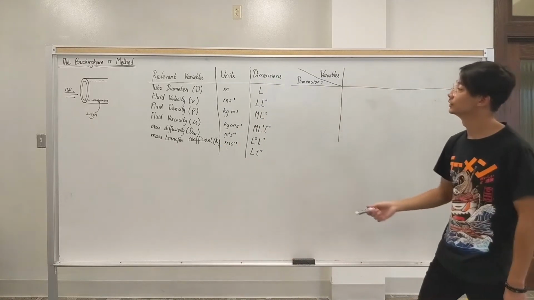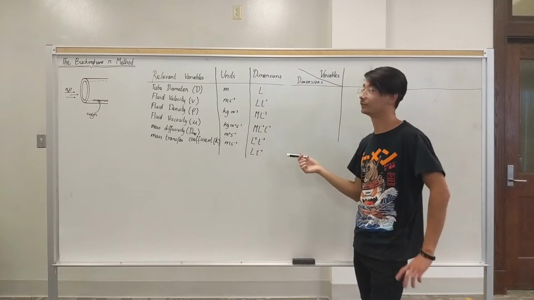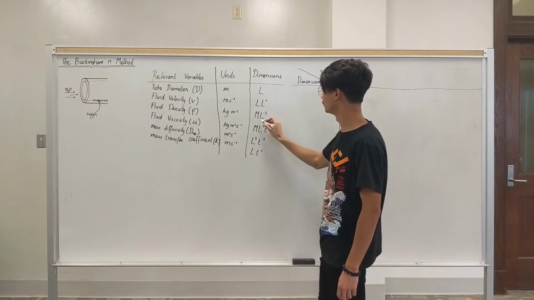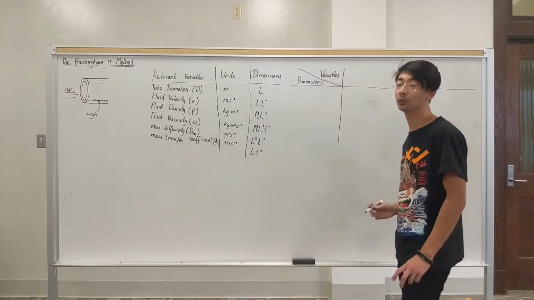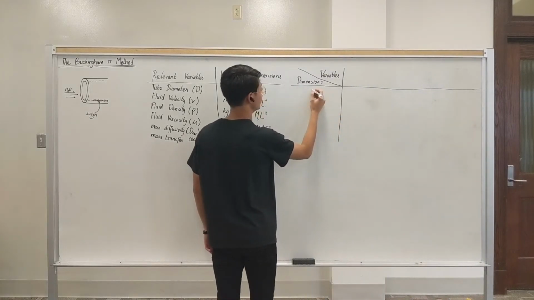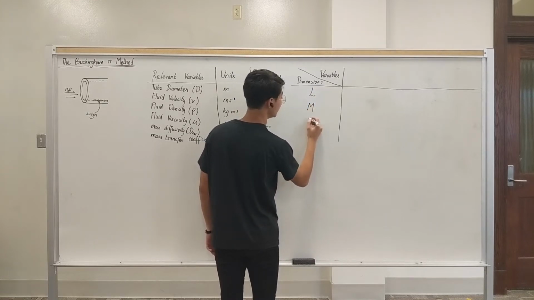Right, so let's take a look here. What are all the different dimensions that we've collected so far? We have length, we have time, and we have mass. I think, yeah, those are the only three dimensions that we get here. So let's write those down. So here's length, and then mass, and then time.